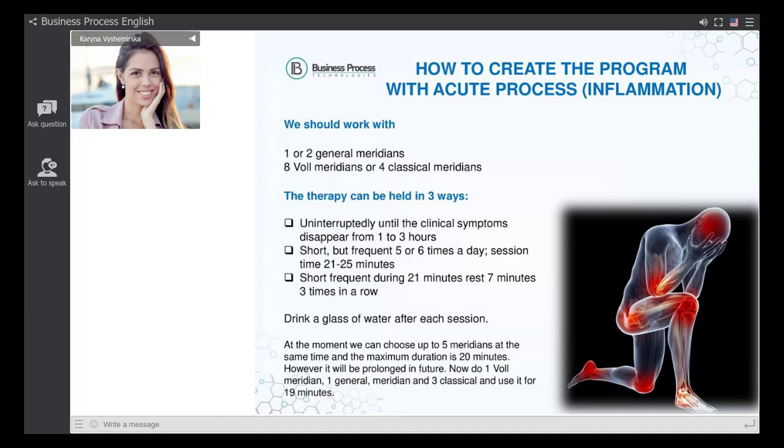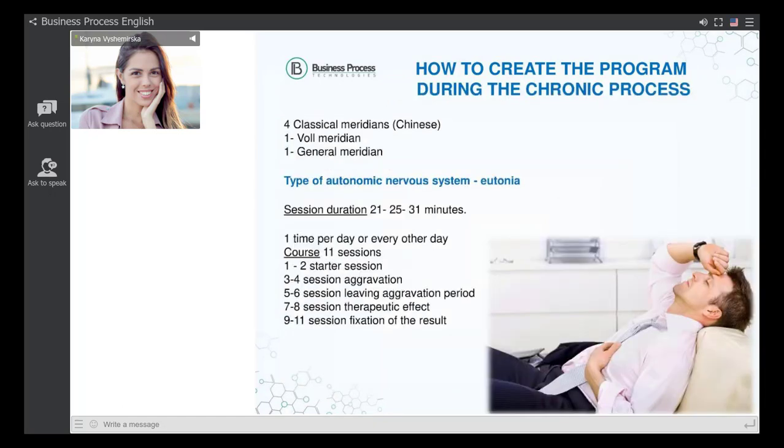So in this case, since we can't use so many different meridians, during 19 minutes we can use 1 full meridian, 1 general meridian, and 3 classical Chinese meridians, choosing one of these 3 strategies to act on the acute problem. Then, how to work with our chronic processes. The therapy will be totally different.